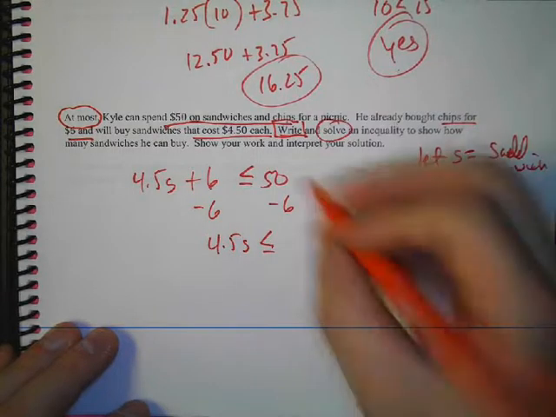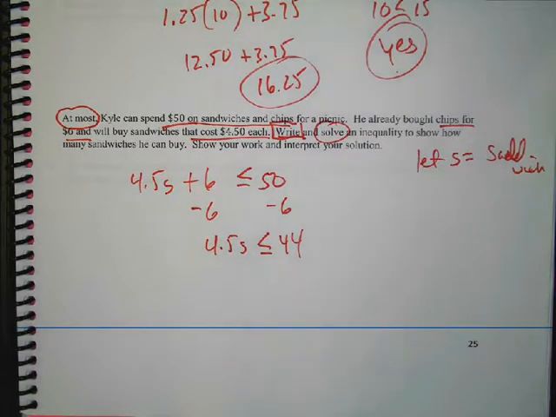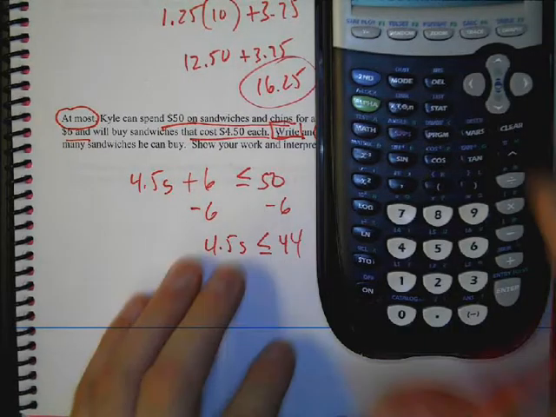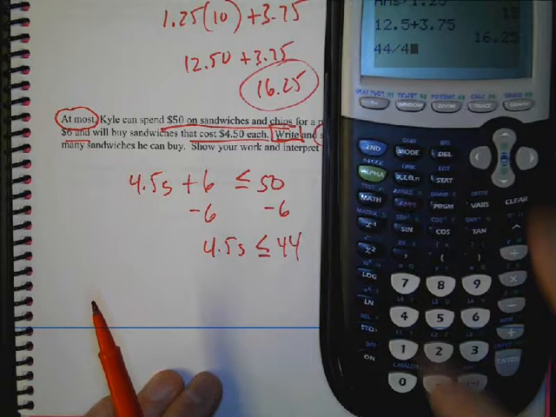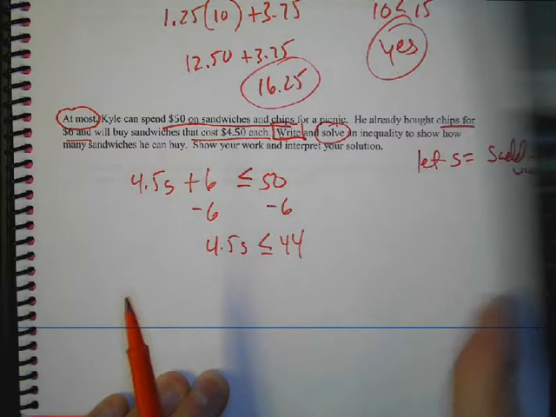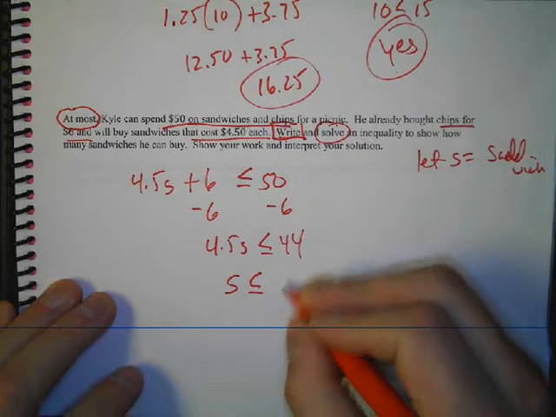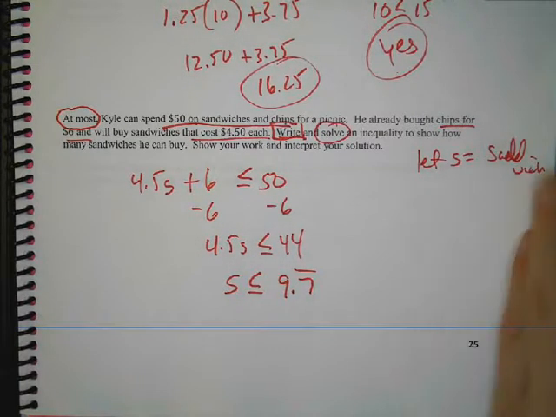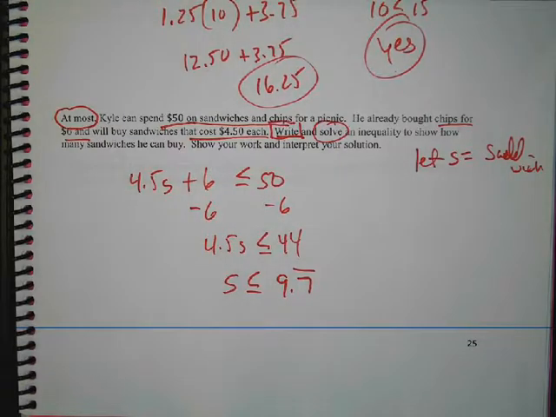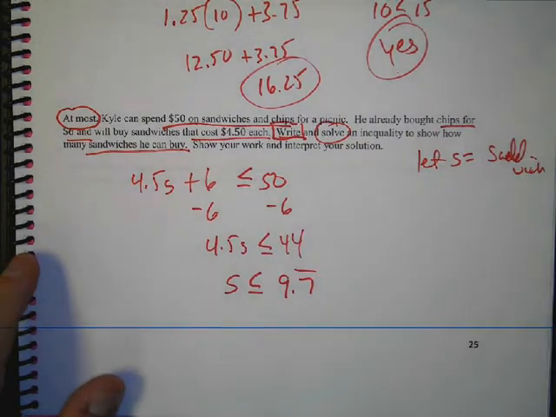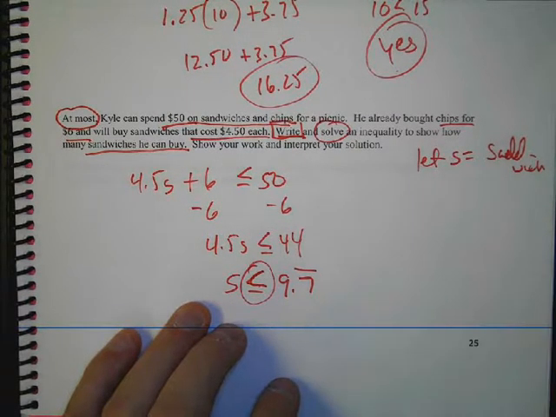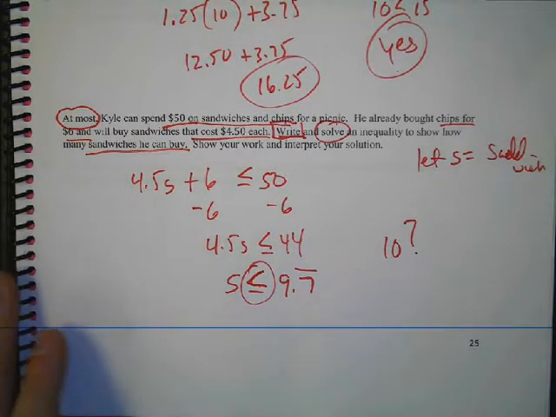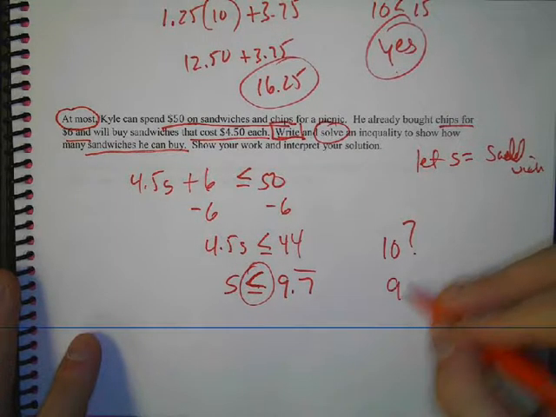And here's where a calculator comes into play. My calculator is a little bit different than the ones you're used to, but it does operate mostly the same. So take 44 divided by 4.5, and I get sandwiches has to be less than or equal to 9.7. It looks like it repeats. All right, now, to answer the question, how many sandwiches can he buy? So one of the things we'll talk about is how this symbol here determines that. Okay? Could he buy 10 sandwiches? Or can he buy 9? That's the million-dollar question.